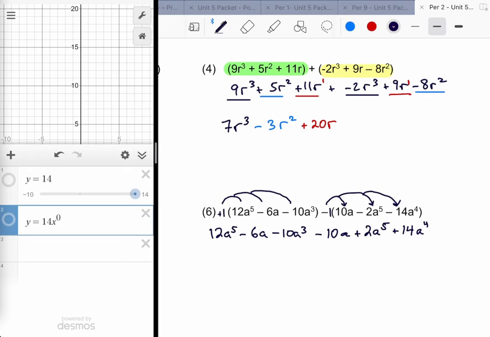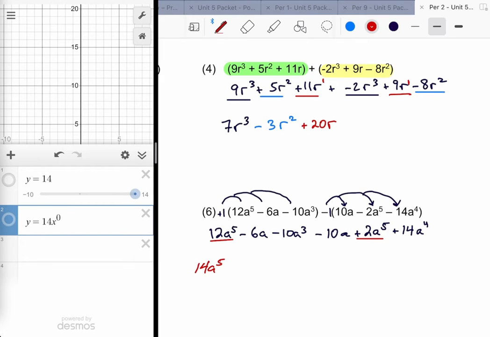Instead of what we did in the first example, where I copied and reorganized everything, we'll do what I did in the second example, and that is just take note of the terms with the highest power and combine them, and then work our way down the line. After you distribute the negative 1, it follows the same approach as addition. So 12a to the 5th plus 2a to the 5th would be 14a to the 5th. That's a positive 14.